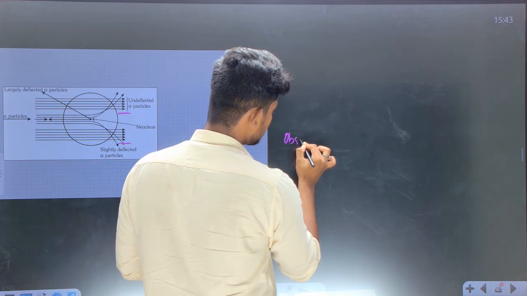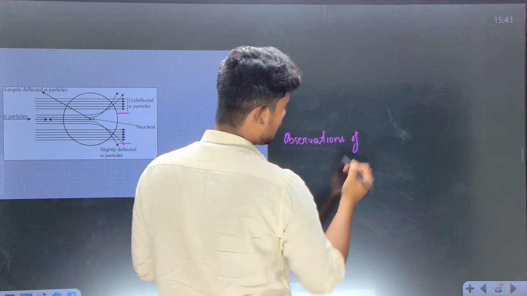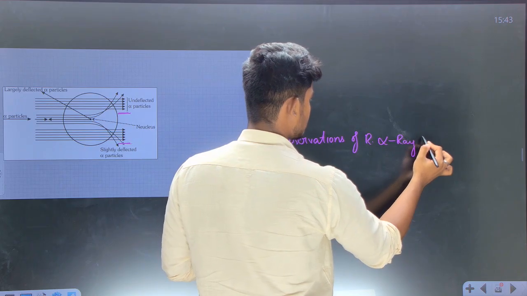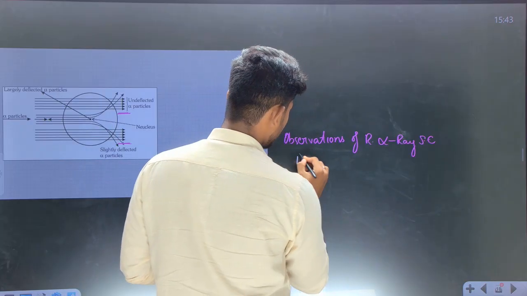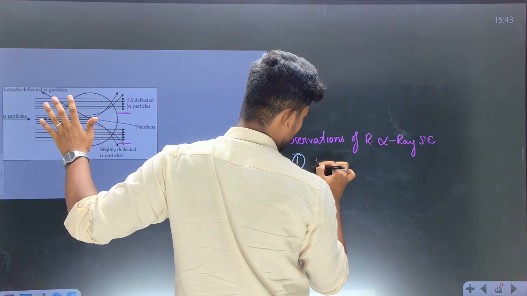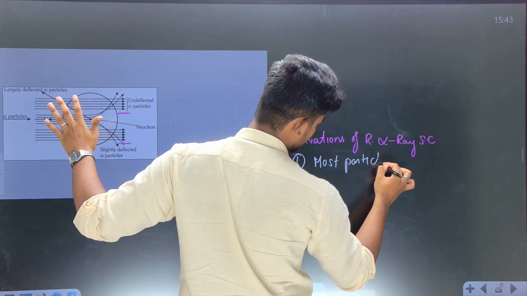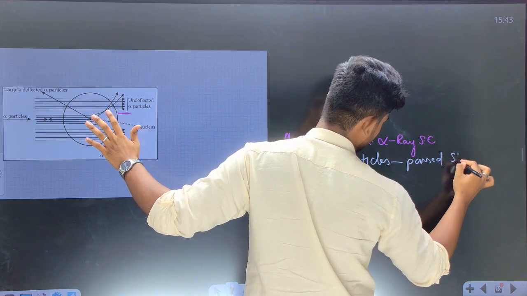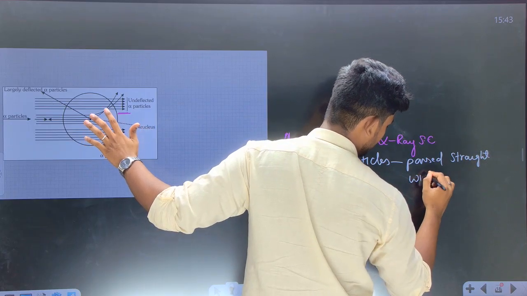Observations of Rutherford's alpha ray scattering experiment. His first observation was that most of the particles were undeflected. Most particles pass straight through with no deflection.